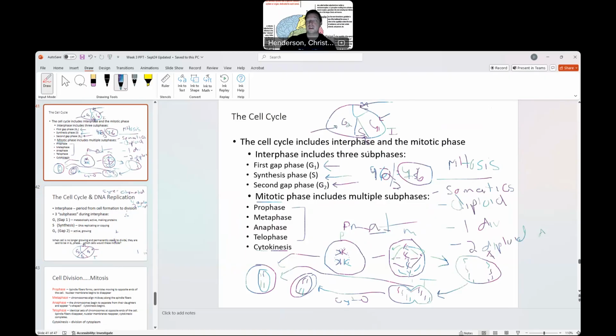What do you start with? One somatic diploid cell. What does somatic mean? Just all your regular cells that aren't your sex cells, anything that divides, not your sperm and your egg. How many divisions? One. What do you end up with? Two diploid daughter cells. Make sure you know the phases.